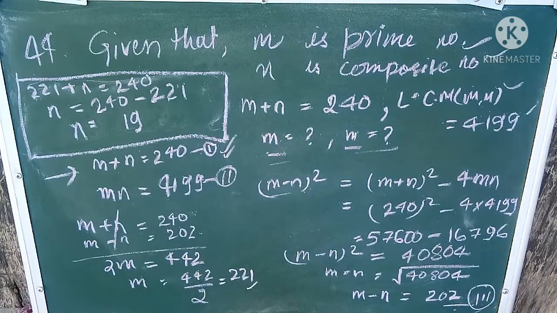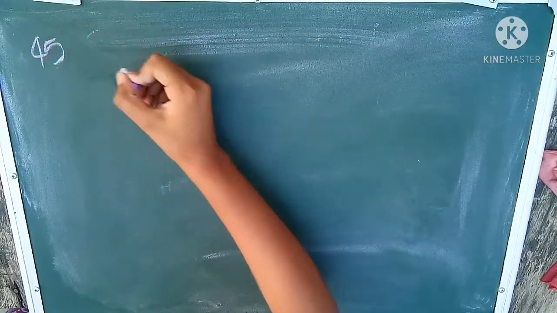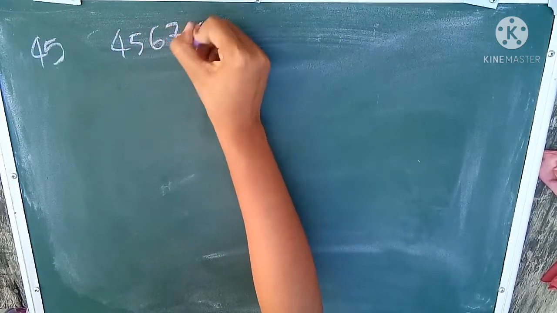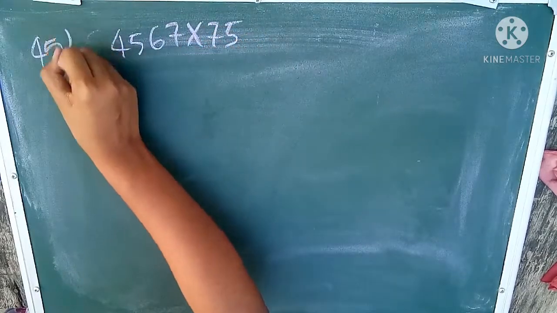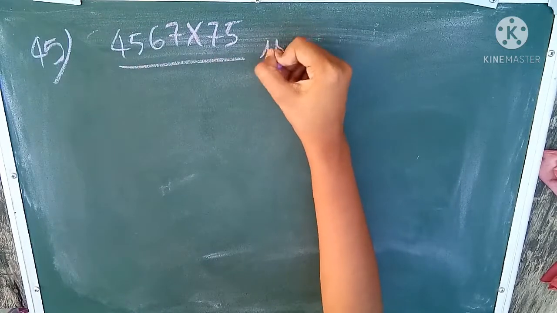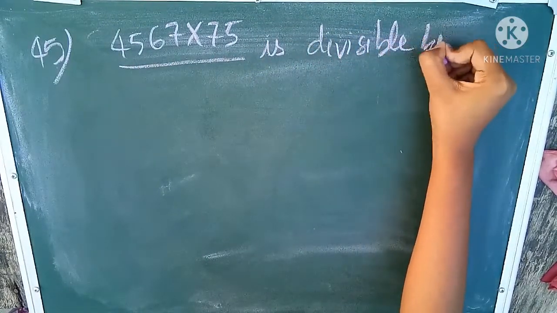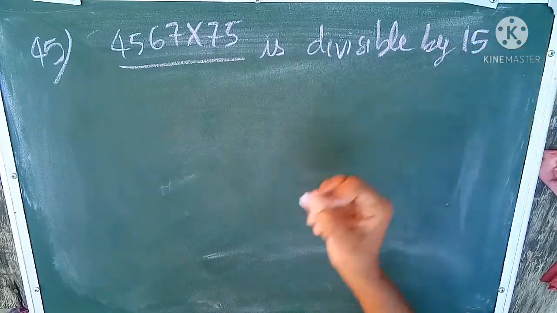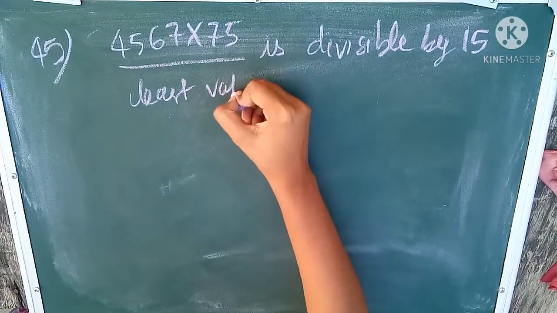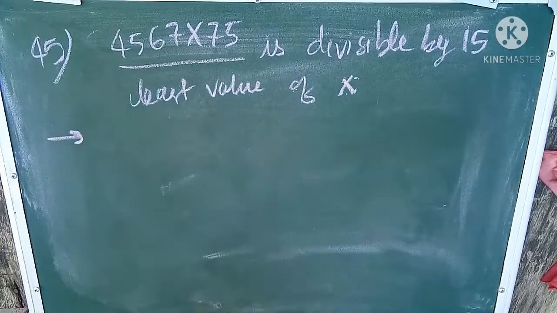The next question we have is question number 45. It says that we have been given a 7-digit number 4, 5, 6, 7, x, 7, 5. This is a 7-digit number, and it is given that this number is divisible by 15. Then we have to find the least value of x here. So let's solve this question.